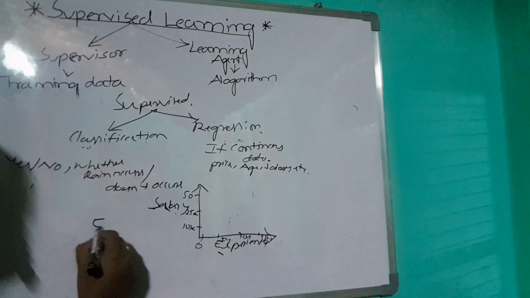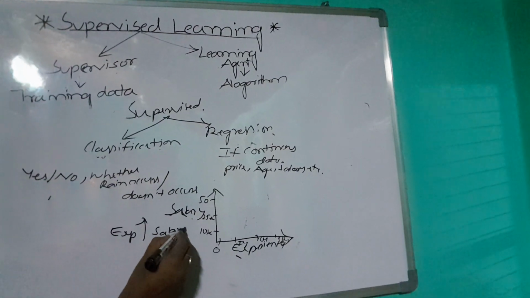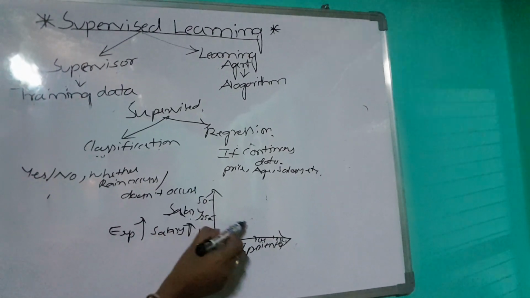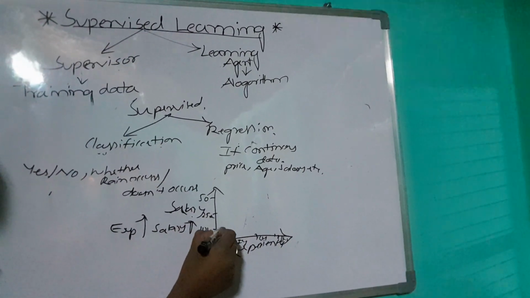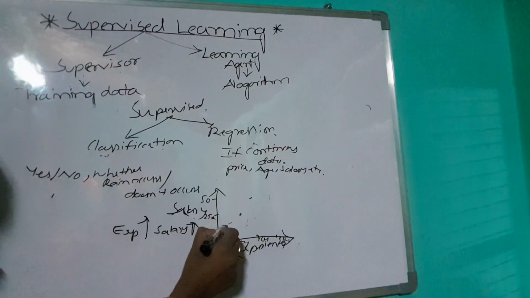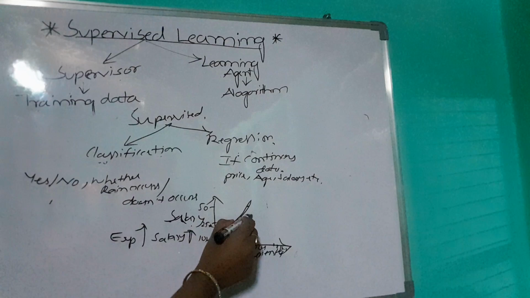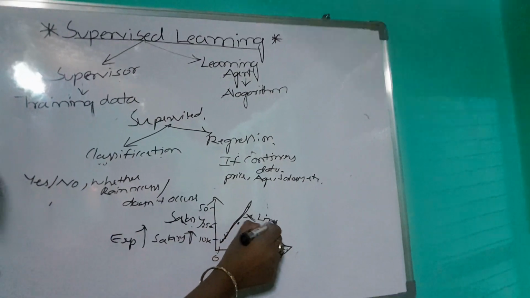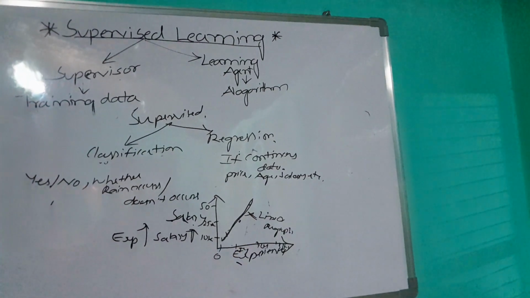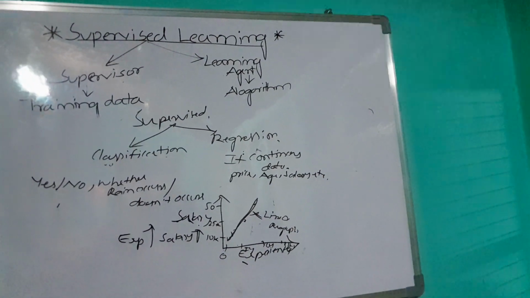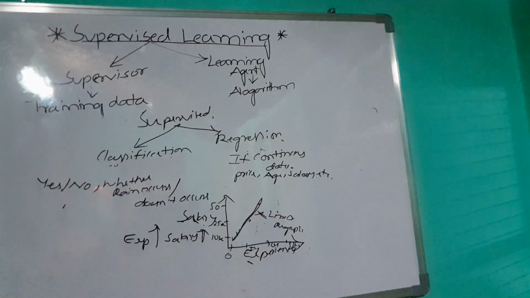Whenever experience increases, salary increases. It gives us a straight line. Here it gives a straight line. This is called a linear regression problem. There are also other types of regressions available under this technique. So we will discuss it in later videos.